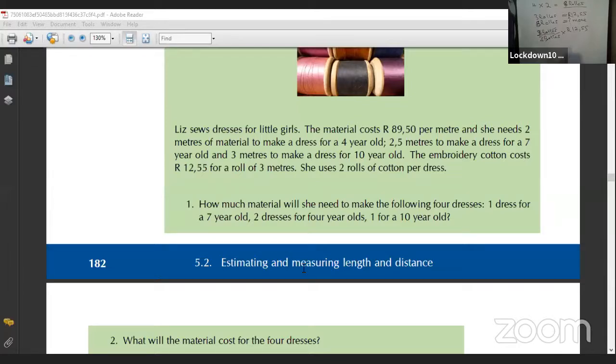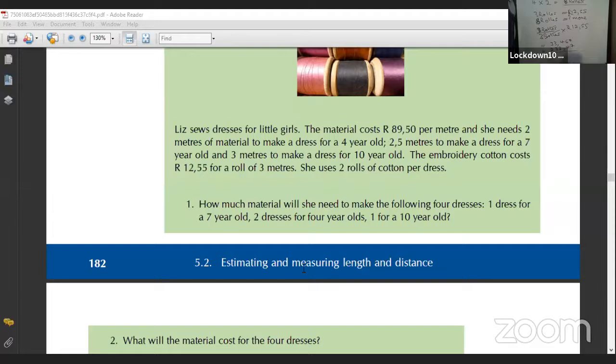We are now saying 8 divided by 3. We have 2.66 multiplied by 12.55. This will give us 33.46. If we round that off, we want this in rands, so we will just write it as 33.47 rands. This is the total amount that you need for the rows for embroidery.